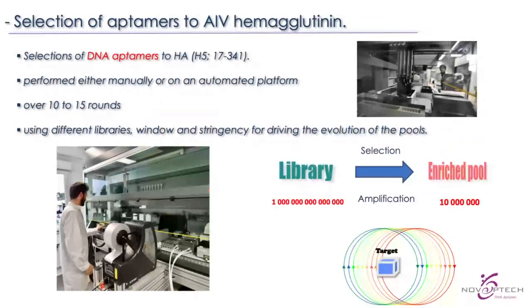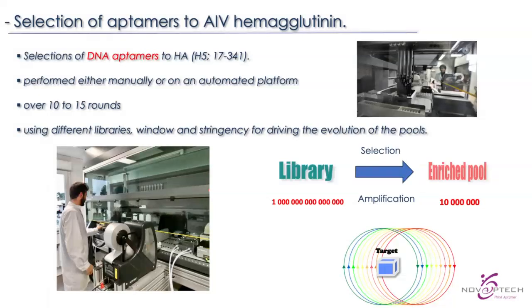So we picked recombinant hemagglutinin, a full-length, almost full-length protein. This was H5, hemagglutinin 5, and we performed several selections of DNA aptamers against this hemagglutinin. These selections were performed either manually or on an automated platform, and we ran the selection over 10 to 15 different rounds, starting from different libraries with various characteristics regarding the size of the windows and the stringency for driving the evolution of the pools.